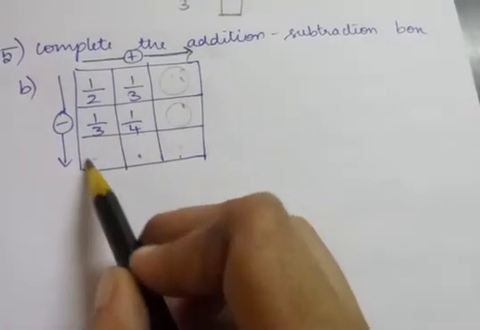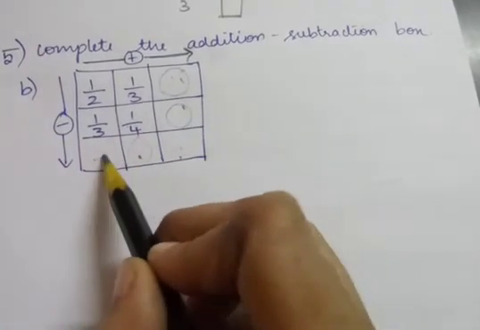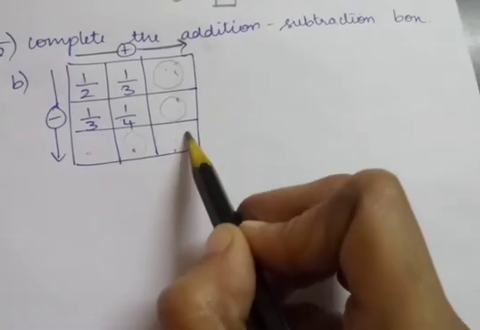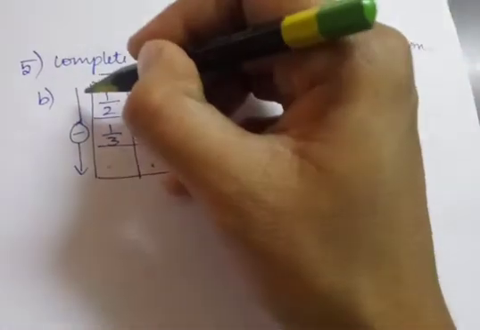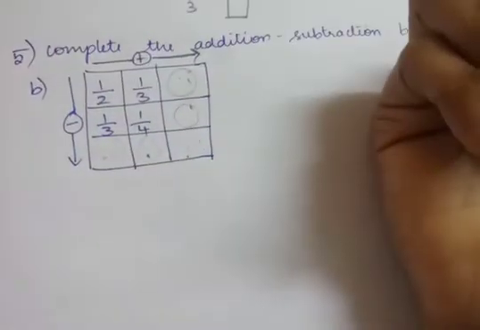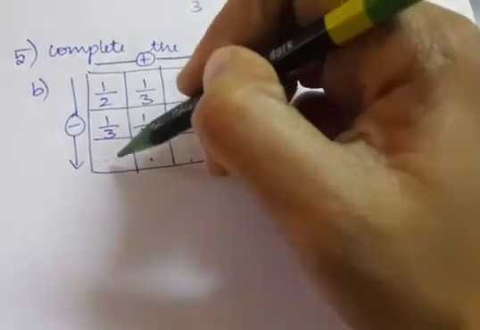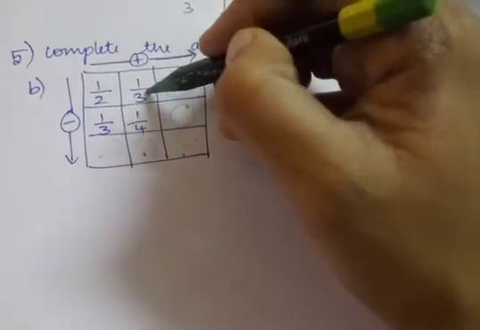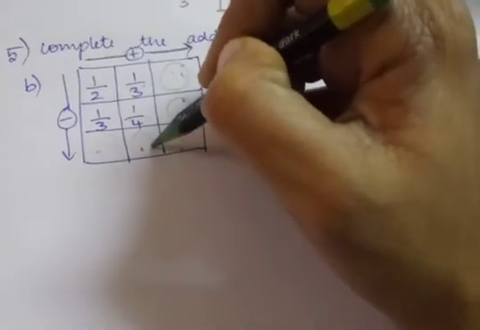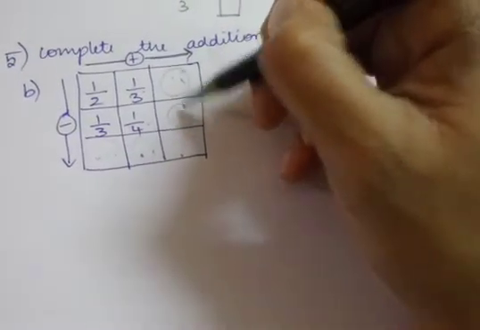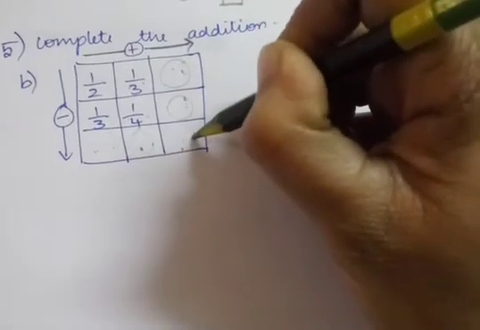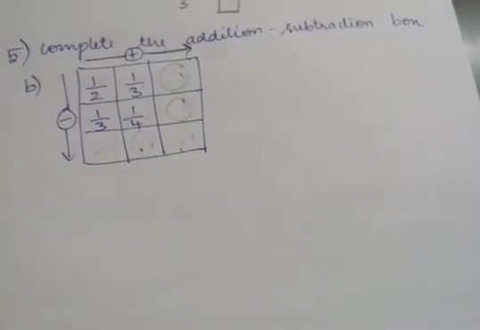Likewise, I will get one answer here, right? These two, if I add those two, I should get the answer here. The same way, here downwards it is given subtraction, which means if I subtract 1 by 2 and 1 by 3, I should get the answer here. 1 by 3 and 1 by 4, I should get the answer here. Likewise, if I subtract these two answers, I should get the answer here. Okay, this is your task now.